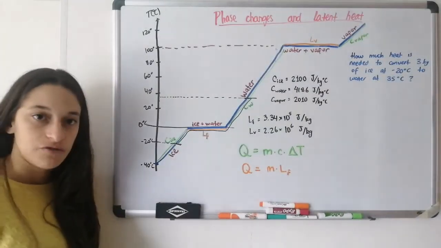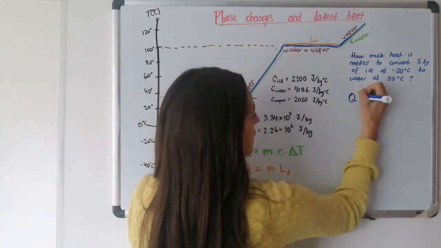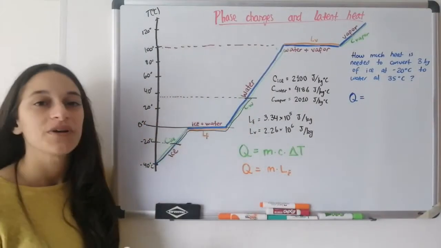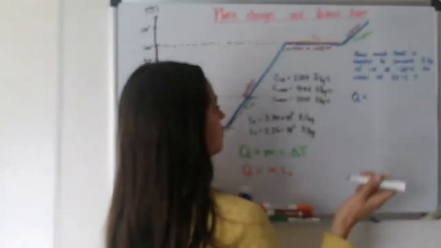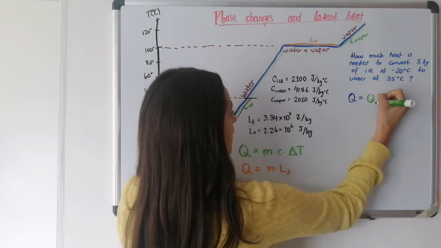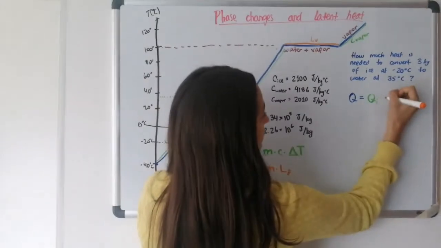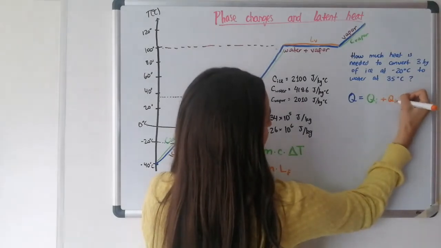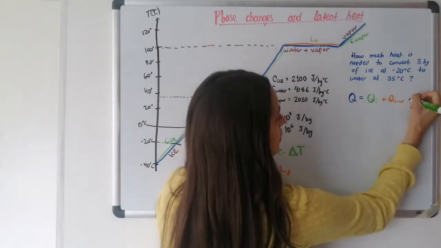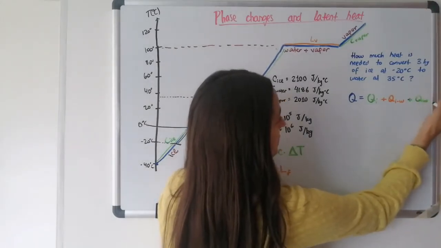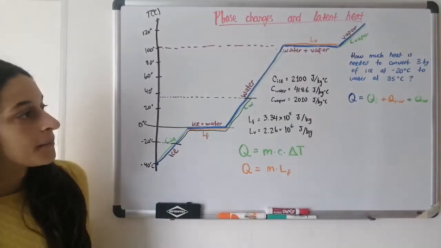So our equation for Q, so what we're looking for is our big Q, is going to have 3 different sections, 3 different Qs. So we're going to have 1 Q with ice, 1 Q between ice and water, and a 3rd Q of just water. Right? So these are our three equations.